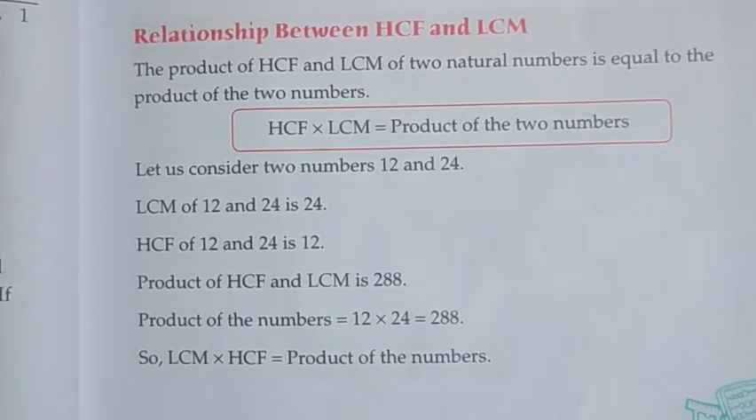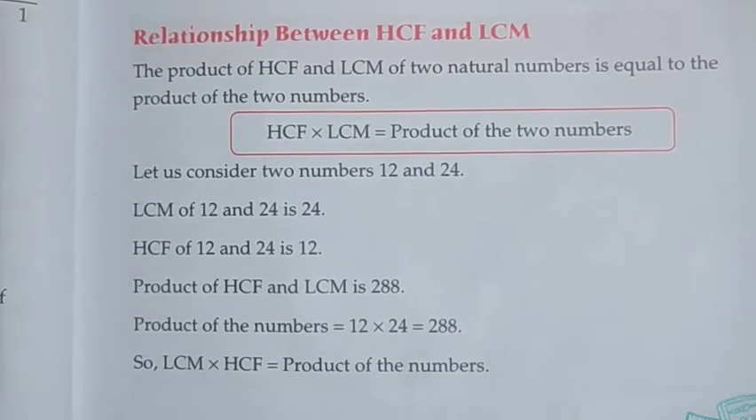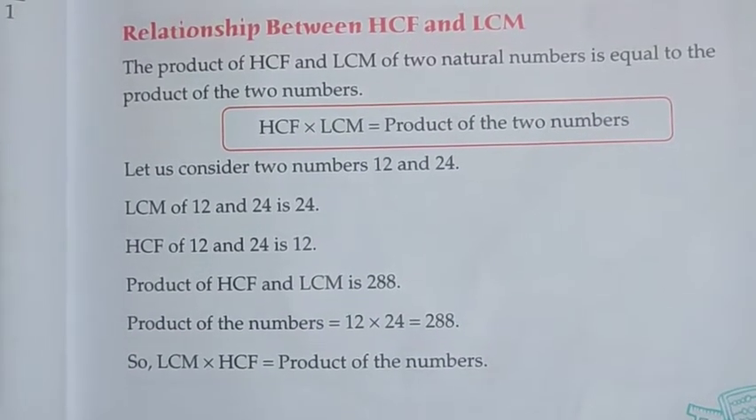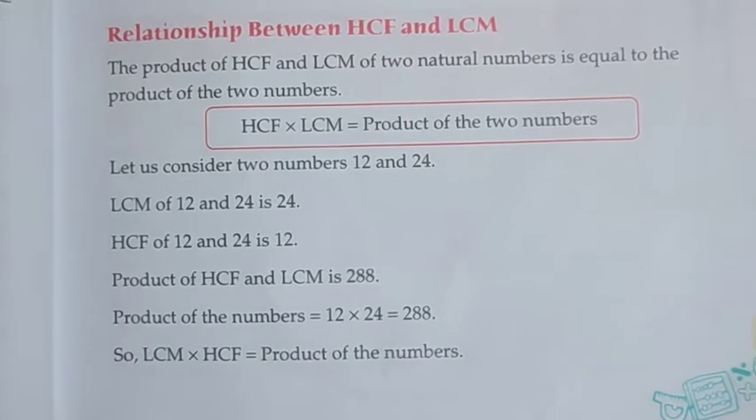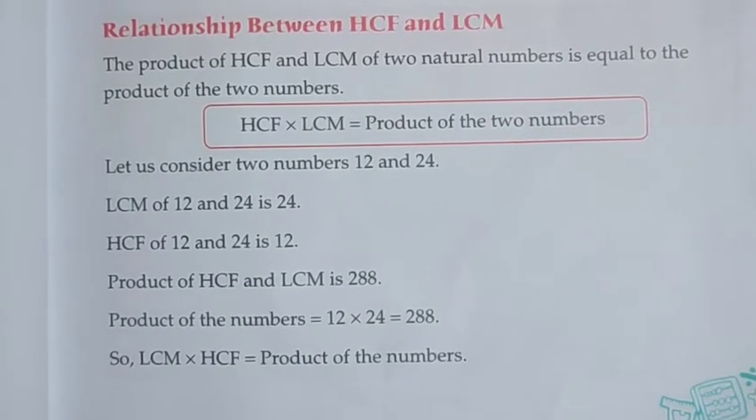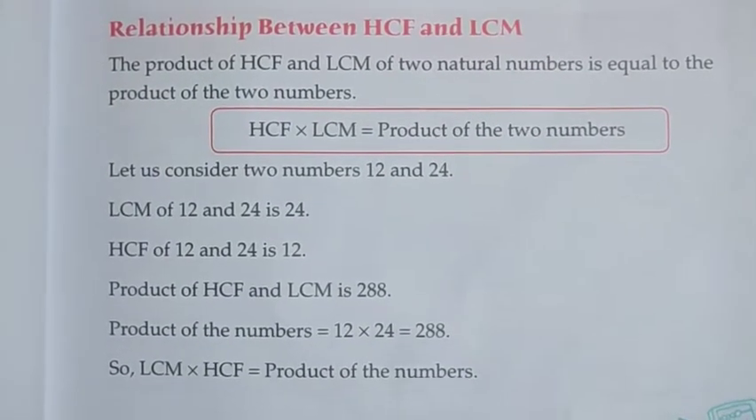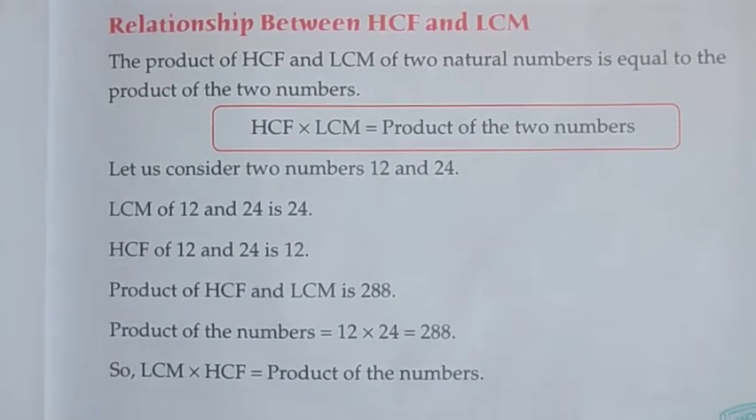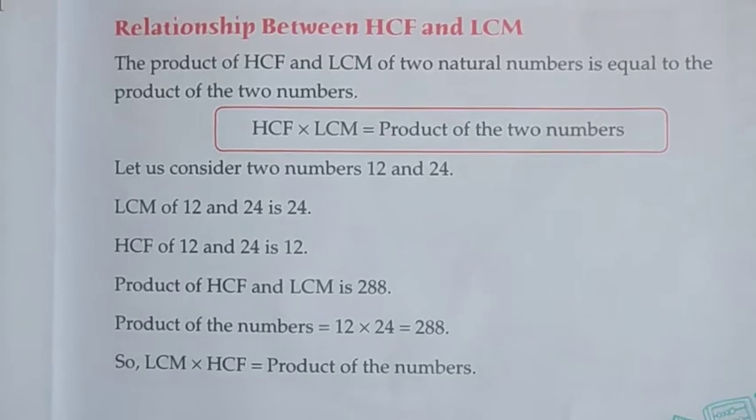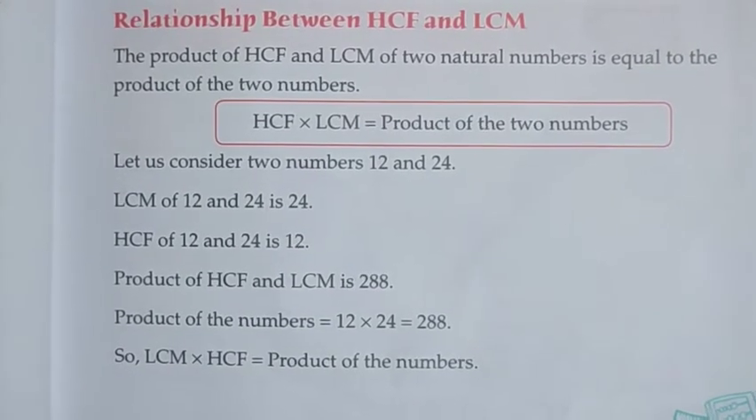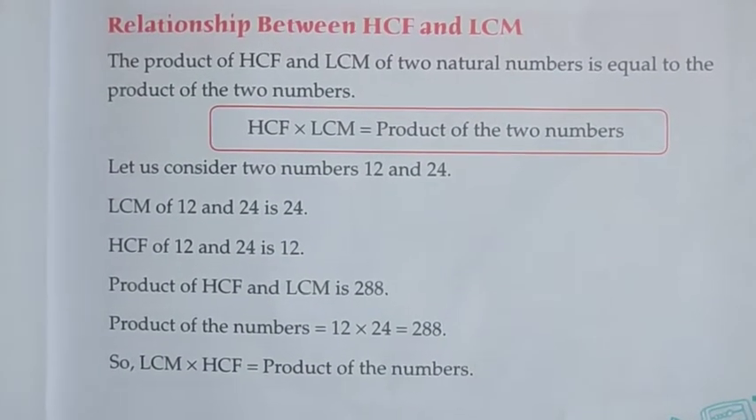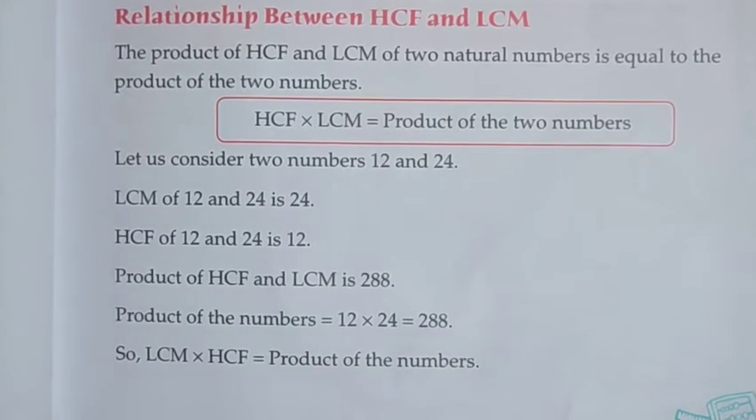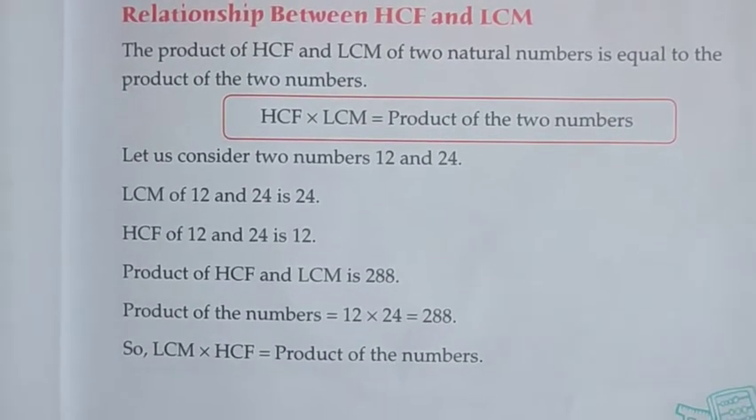See, consider two numbers 12 and 24. LCM of 12 and 24 is equal to 24. HCF of 12 and 24 is equal to 12. Product of HCF and LCM is equal to 288. Product of the numbers is equal to 12 multiplied by 24, which is 288. So LCM multiply HCF is equal to product of the numbers. We will solve one more example on the board.